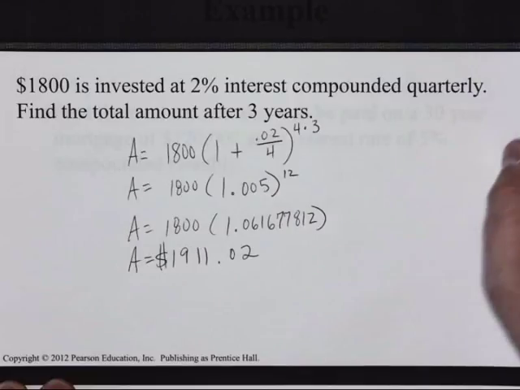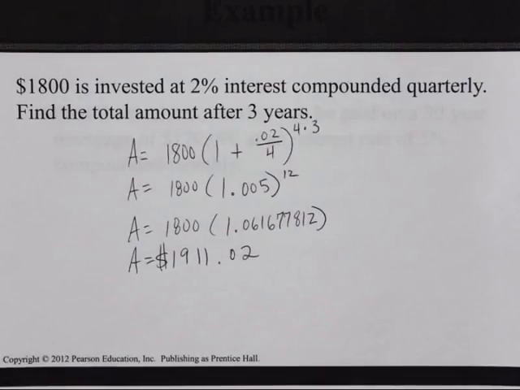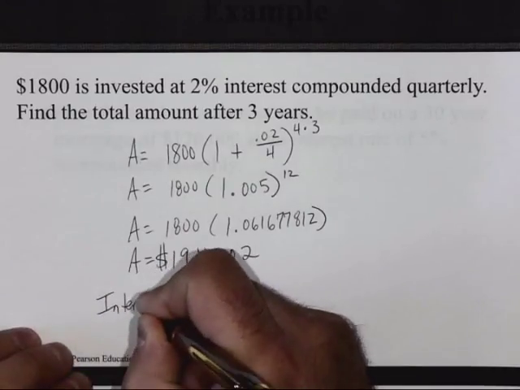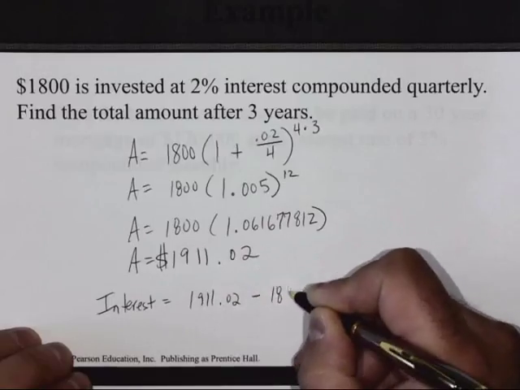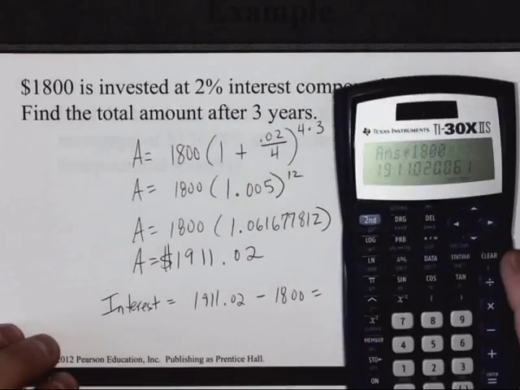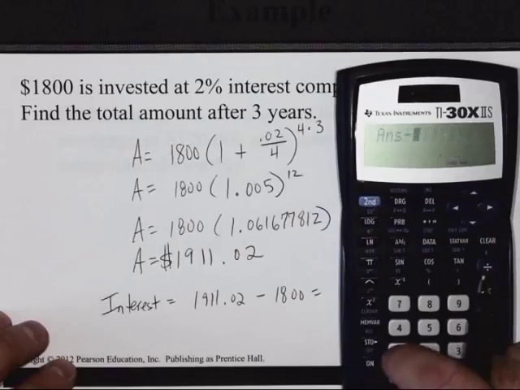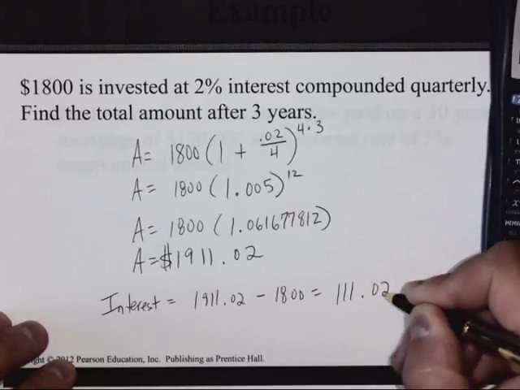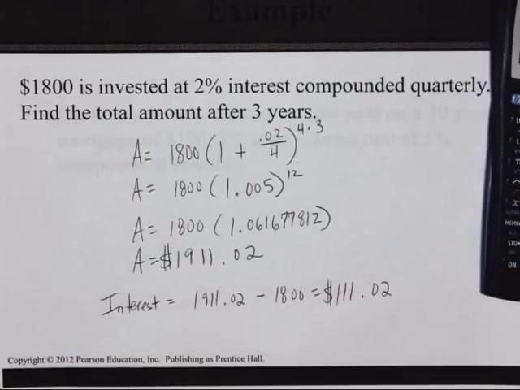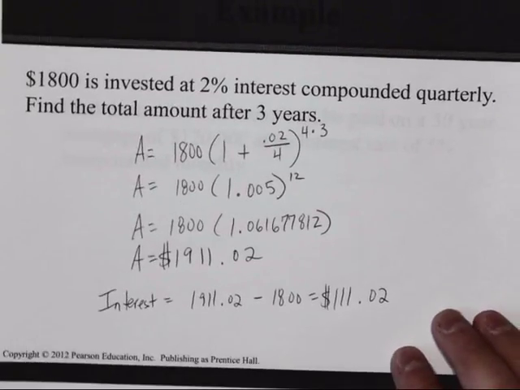So $1,911.02 is the total amount at the end. So if we want to figure out how much we got in interest, we take our total amount and we subtract that by 1,800. And so we made $111.02 in interest. Pretty good for 3 years of just letting your money sit there. Imagine how much interest you'd have after 30 years, right? So an incentive to save early and save for a long period of time.